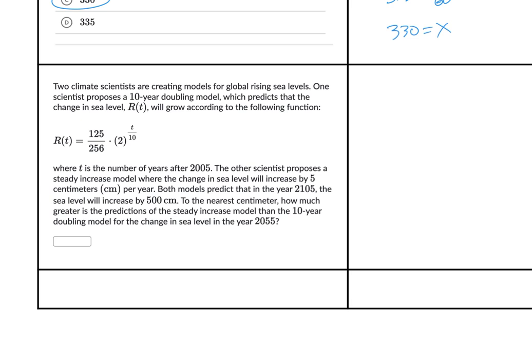So we have two climate scientists who are creating models for global rising sea levels. One has a 10-year doubling model, and this is the function, where t is the number of years after 2005. The other scientist proposes a steady increase model, says it increases by 5 centimeters per year. Both models predict that in the year 2105, so when t equals 100, the sea level will increase by 500 centimeters. So that is our x and y value.